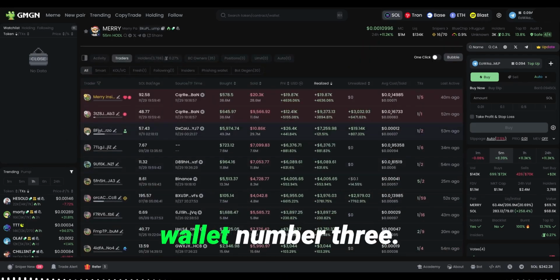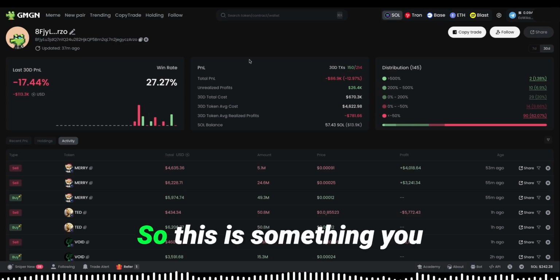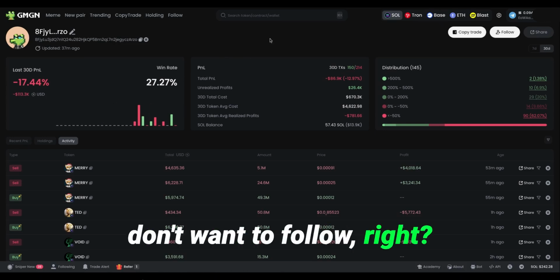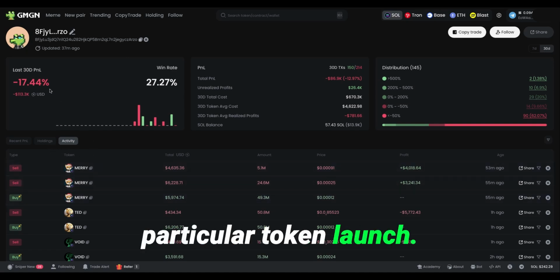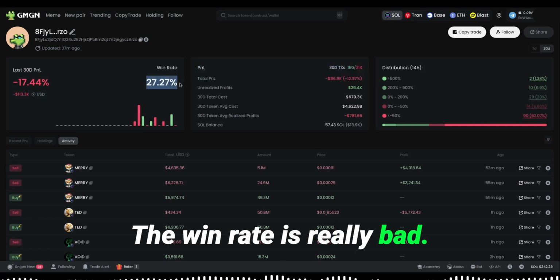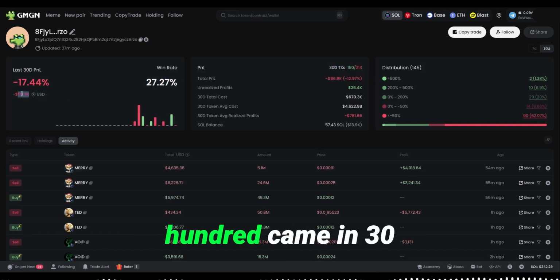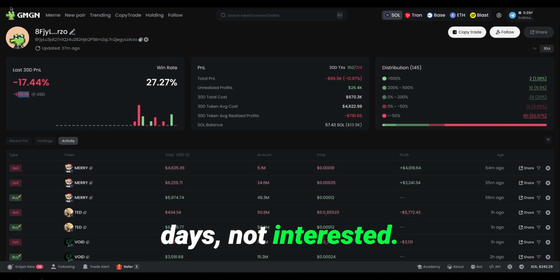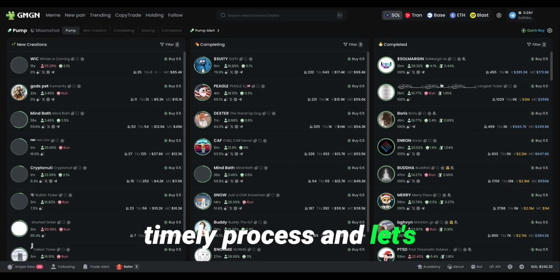So let's click on wallet number 3. Okay, so this is something you don't want to follow. Even though it's the third highest P&L on this particular token launch, the win rate is really bad, 27%. Overall, he's losing money, down 100K in 30 days. Not interested. So this is a pretty time-consuming process.